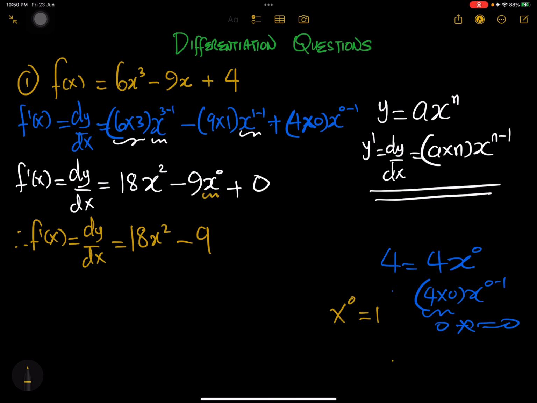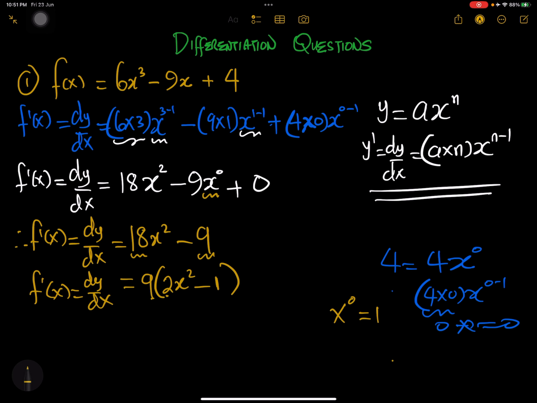And we can factor. If you look at the 18 and the 9, we can factor 9 out. So that here becomes 2x squared. When you multiply 9 by 2, you get back the 18. And then it's going to give us minus 1. So f prime of x, which is equal to dy dx, is equal to 9 into parentheses 2x squared minus 1. That's our first question.